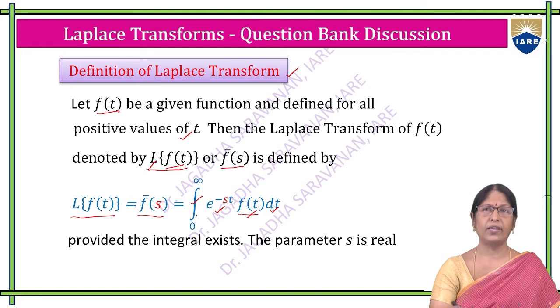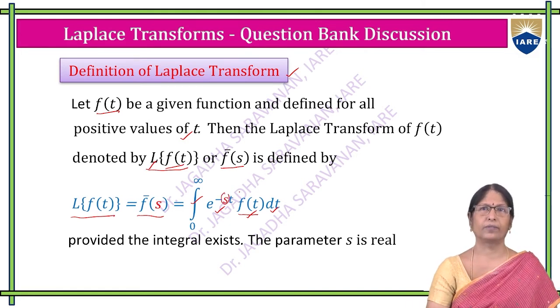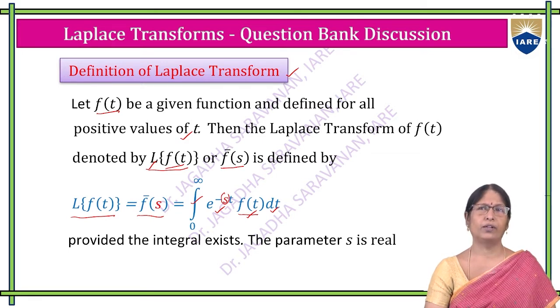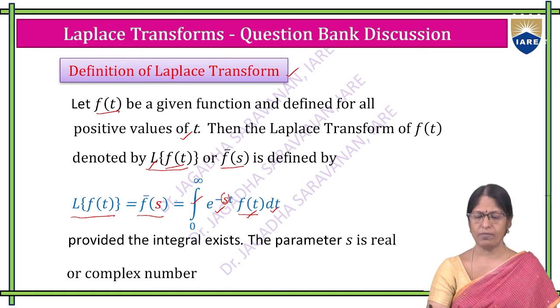Here, the integral should compulsorily exist. Here we are noticing the s. It is nothing but a parameter, which can be a real or complex number. Real number system includes natural, whole, integer, rational, irrational numbers put together; otherwise complex, involving the square root of a negative number. So s can be anything.